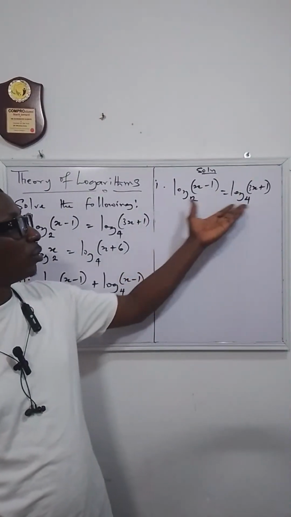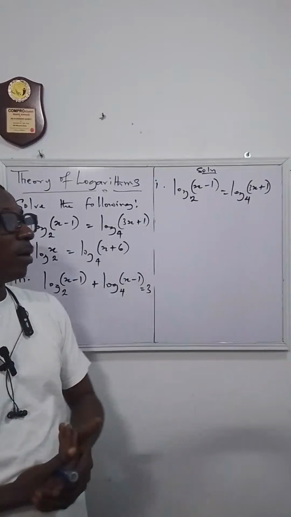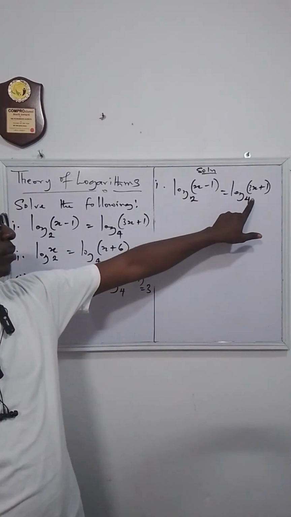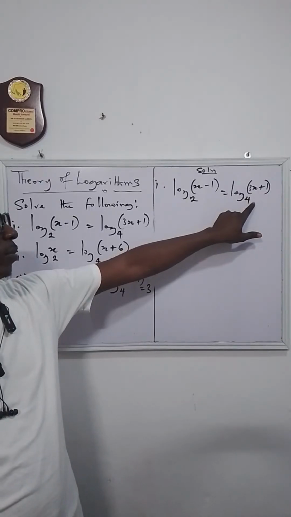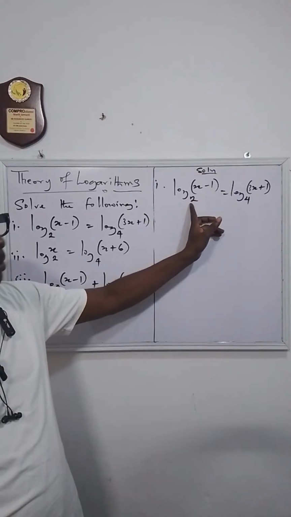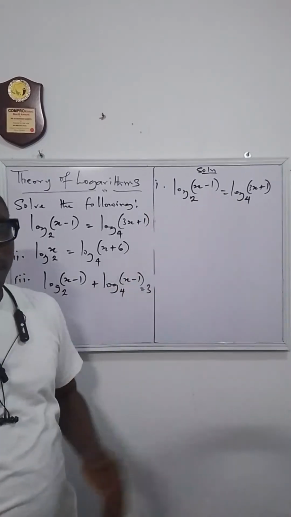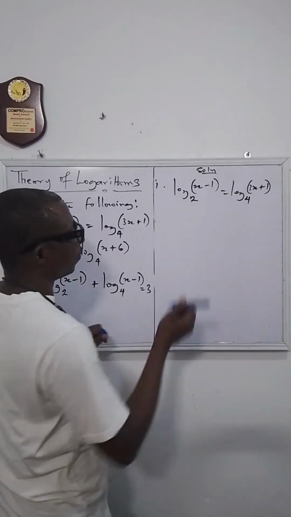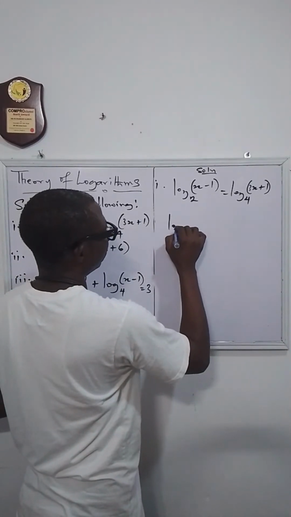So now look at these two logarithms. Now, what will I do? I find a way of making this have the same base as this. All right, once they have the same base, I won't have any problem. So let me find a way of making them have the same base.